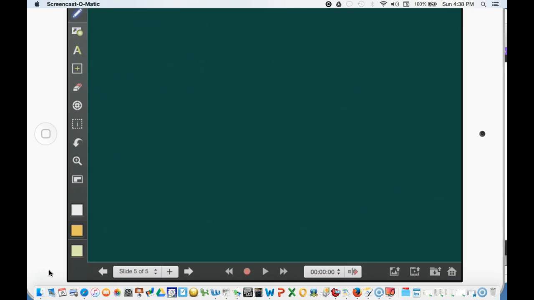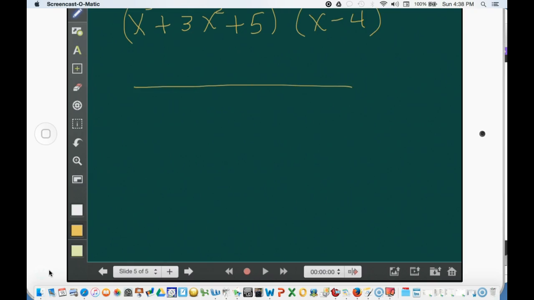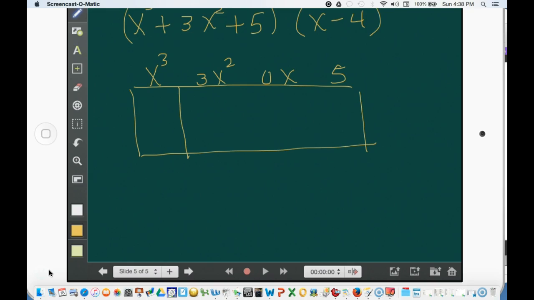So I'm going to add a page here, and let's do x cubed plus 3x squared plus 5 times x minus 4. Now what I want you to notice is when I set up the grid, I'm going to have my x cubed, I'm going to have my 3x squared. Since the x was missing, it means it was 0x plus 5. So it's going to be x cubed plus 3x squared plus 0x plus 5. And over here I'm going to have 1x minus 4.